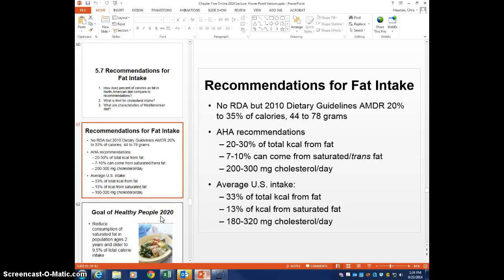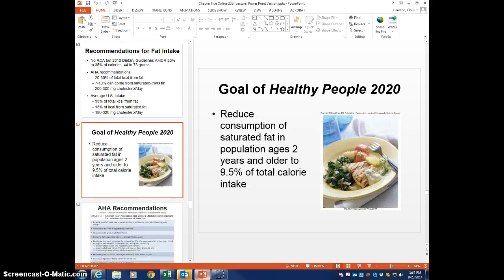So how much fat do we need to eat? Well, it's not that fat is so terrible for us. It actually can be beneficial. We recommend about 20 to 35% of our calories come from fat. What's important is the amount of the type that we choose. So we want to limit the intake of saturated and trans fat and maximize that of poly and mono.